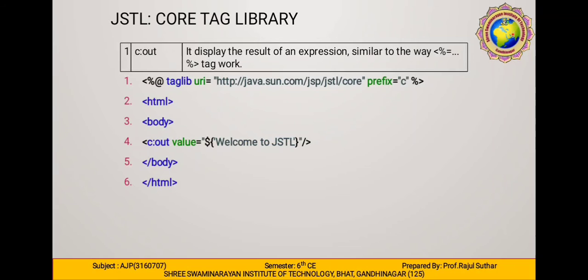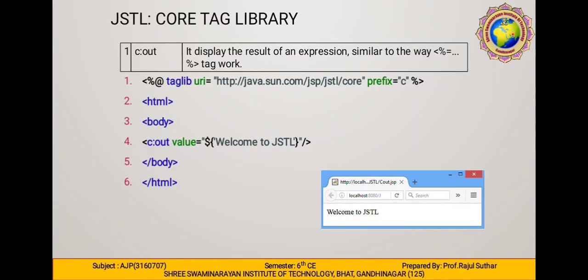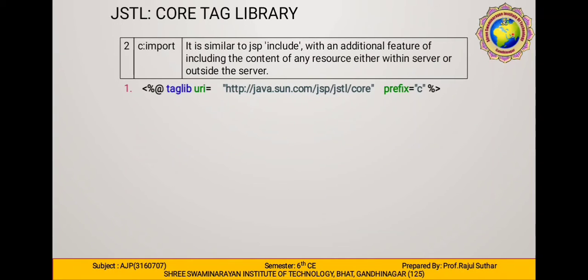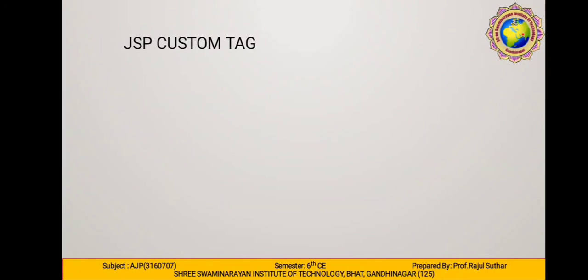Here the value is equal to $, meaning it is one expression. So we have written it in the core tag: c:out value is equal to $, and here one message, welcome to JSTL. So simply this message will appear. c:import is generally used to import or include the content of any resource with additional features. And the last portion is the JSP custom tag.